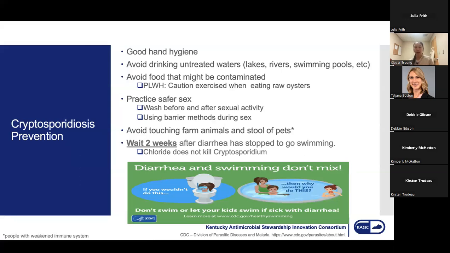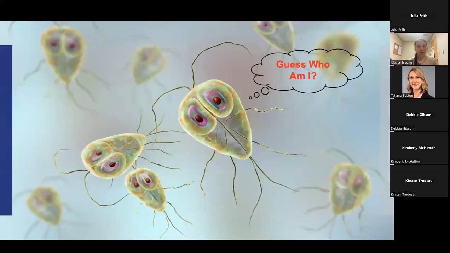In patients who have been diagnosed with cryptosporidiosis, I think this is a good thing to counsel: they should wait 2 weeks after the diarrhea stops before they go swimming. That is because Cryptosporidium can shed in the stool, and the chlorine in the swimming pool does not necessarily kill it. So we have to make sure the diarrhea stops, and that is when the clock starts to count the 2 weeks before they go swimming, so that we don't cause a waterborne outbreak of Cryptosporidium. And that is all I have for cryptosporidiosis.